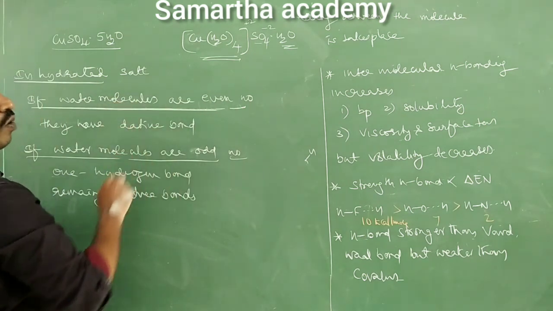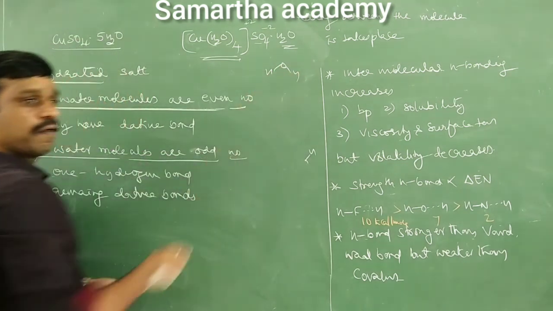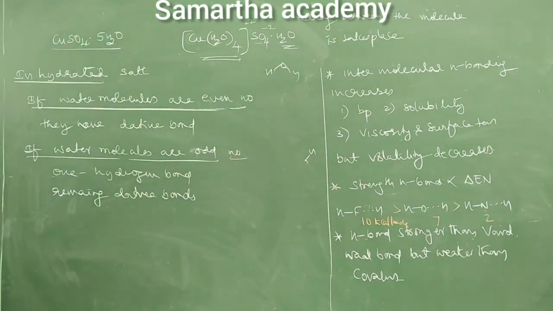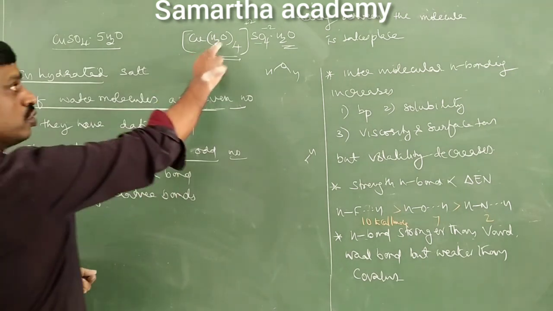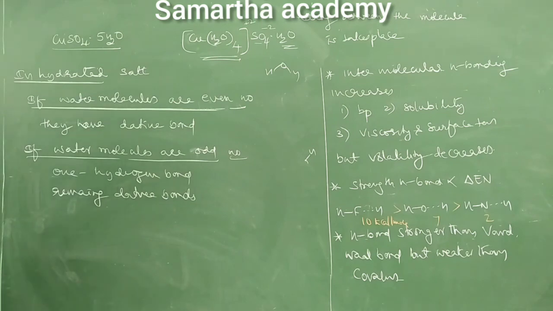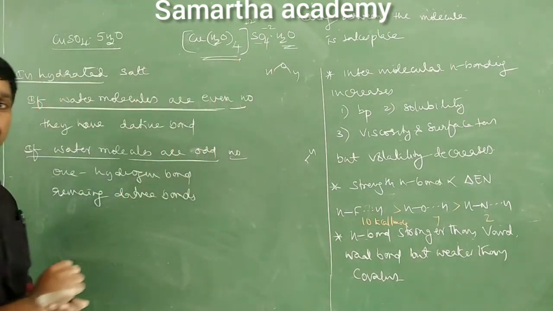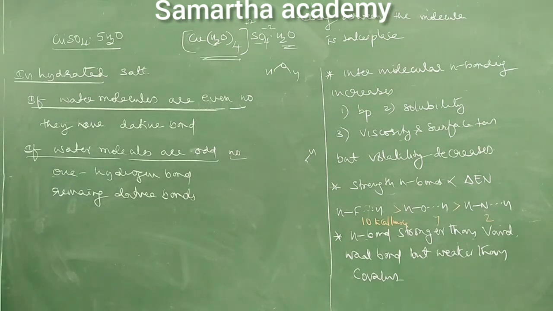It has covalent bond also. Where is covalent bond? In H2O. Each H2O has two covalent bonds. There is a covalent bond also, and there is a coordinate covalent bond between copper and water. Right? There is a hydrogen bond also between water and this complex ion. That means copper sulfate 5H2O has ionic bond, covalent bond, coordinate covalent bond, hydrogen bond. All the bonds are there. Okay. Next is applications of hydrogen bond.